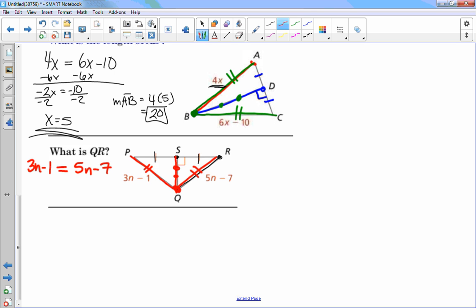Would you solve for n, please, and stand up when you have n?